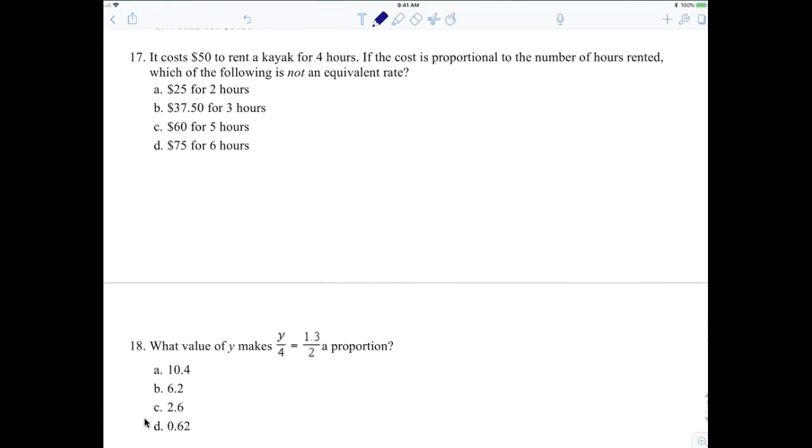Number 17. If it costs $50 to rent a kayak for 4 hours, if the cost is proportional to the number of hours rented, which of the following is not an equivalent? It's the same thing. If it costs you $50 for 4 hours, how much is it going to cost you per hour? We would say 50 divided by 4, which is $12.50 per hour. Come on now, we're doing very similar things here. $12.50 per hour.